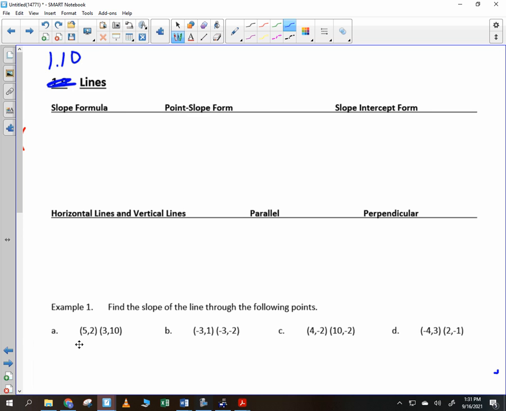This is technically section 1.10, not 1.9. Don't know how that happened. We're going to be talking about lines, lines, lines. Everything is lines. This should be a strong review for you. And we'll start with this.